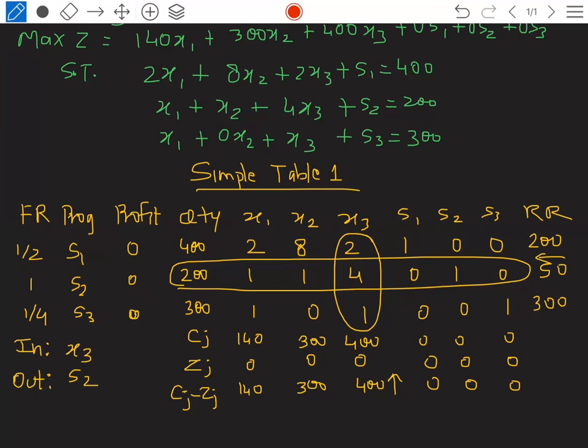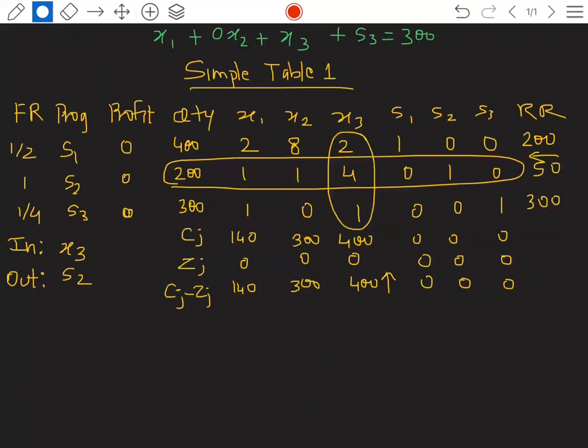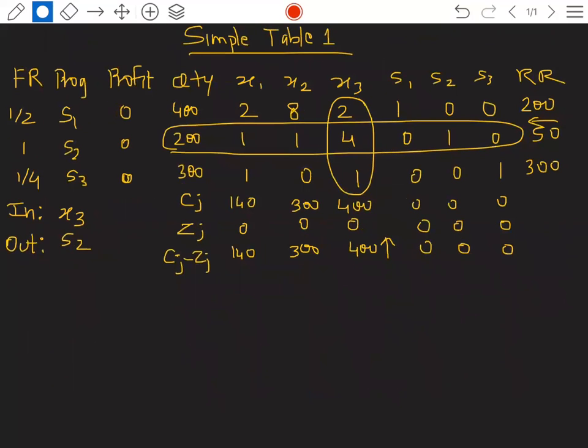So here in the simplex table 1, we concluded that we should produce some units of X3. Now, how many units of X3? That also we have decided, 50 units. And that we are going to demonstrate in the next table, whether by producing 50 units of X3, am I reaching the optimality? So here we go for the next table, and let me name it as simplex table 2.